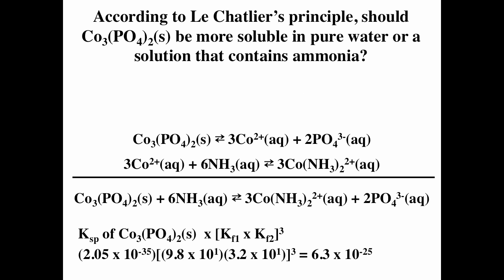And so we can ask ourselves, according to Le Chatelier's principle, should cobalt phosphate be more soluble in pure water or a solution that contains ammonia? Well, we know that if we add ammonia, we're adding a reactant, and so that should push the reaction towards the products. And it should be more soluble in a solution of ammonia, more will dissolve.